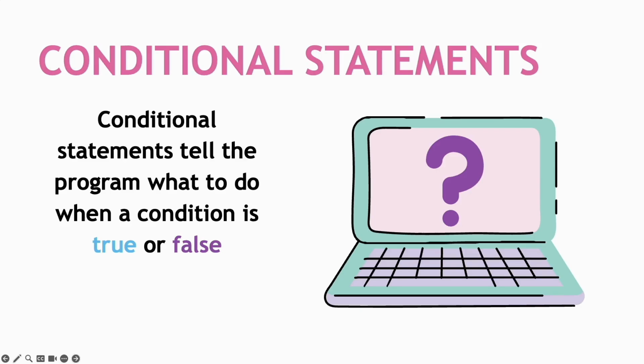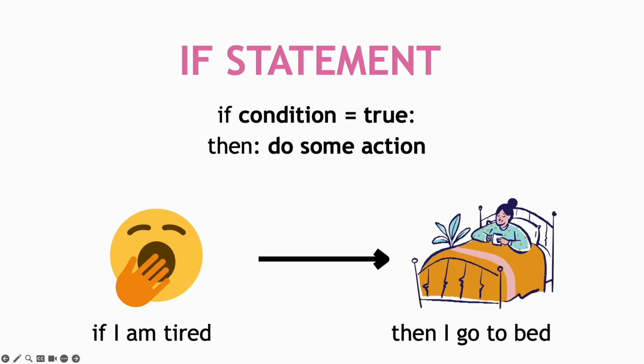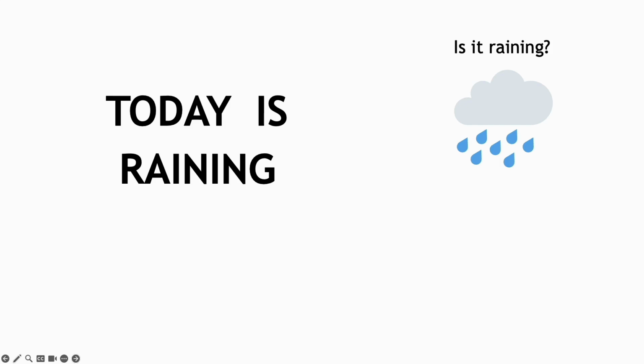Okay, now we need to learn about something called conditional statements. A conditional statement tells the program what it needs to do when a condition is true or false. Let's look at something called an if statement. We use if statements all the time in our daily lives. If I am tired, then I go to bed. What we're doing here is saying if the condition, which is me being tired, is true, then this is what I do. I go to bed. I do some action.